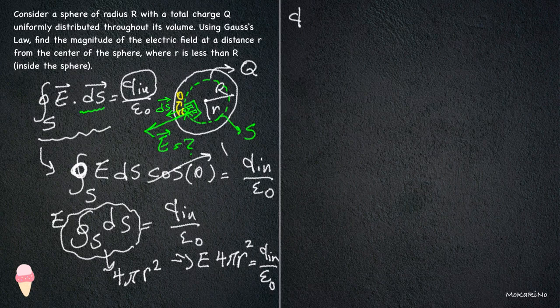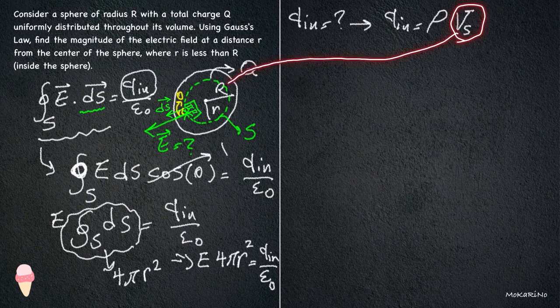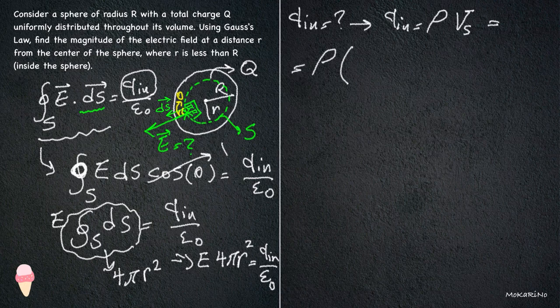Okay, let's find this Q in. For finding Q in, you can use this equation. Q in is equal to rho, that is the density of charge, multiplied by V. I will show it with Vs because this is the volume of this closed surface. This is the volume here, and rho is the density. So let's find this. This is equal to rho, and Vs is 4 over 3 pi R3.